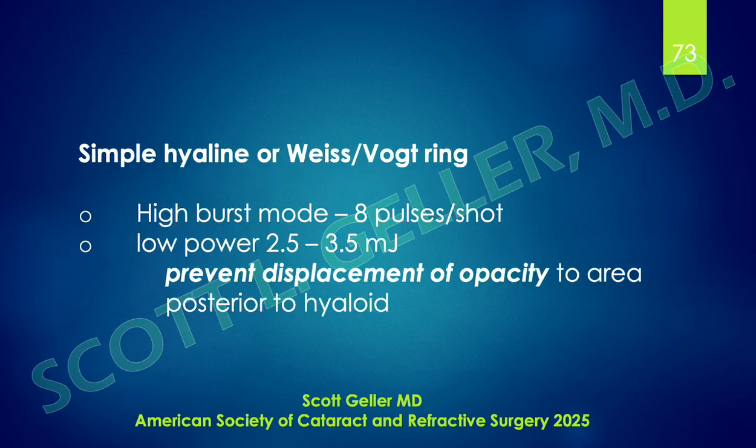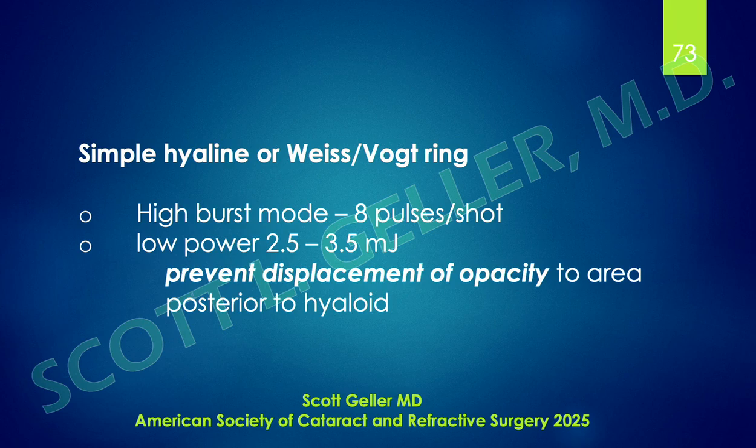So when you have a simple Hyalin or Weiss ring, better known as a Vogt, V-O-G-T, ring, Dr. Vogt, I believe, was a Swiss ophthalmologist in the early 1900s. There's a fabulous ophthalmic book, if you can get it or view it, called the Vogt Atlas of Ophthalmology. It's all hand-painted stuff. Very, very good stuff. Every major institution with an ophthalmic library should have one.